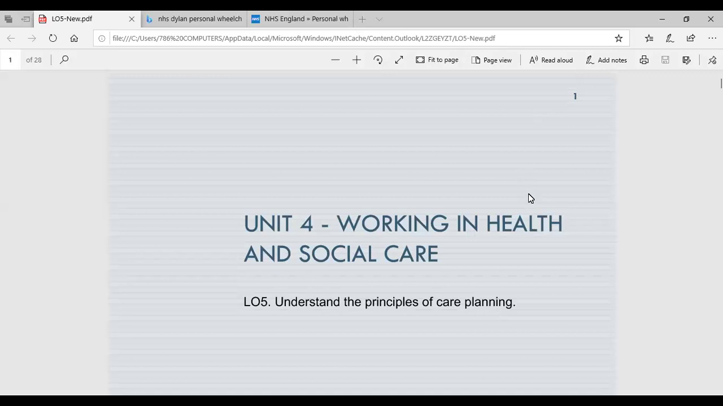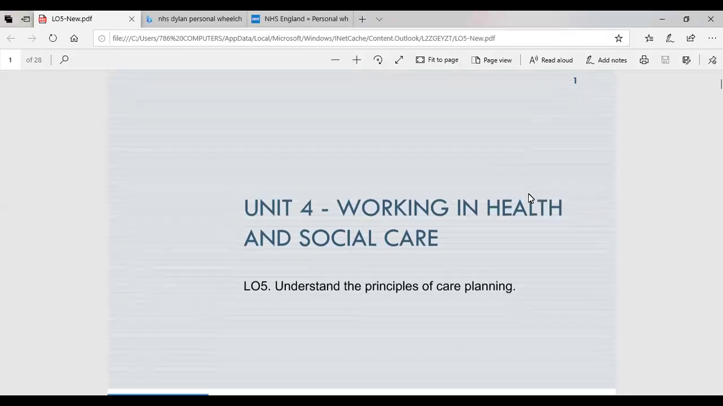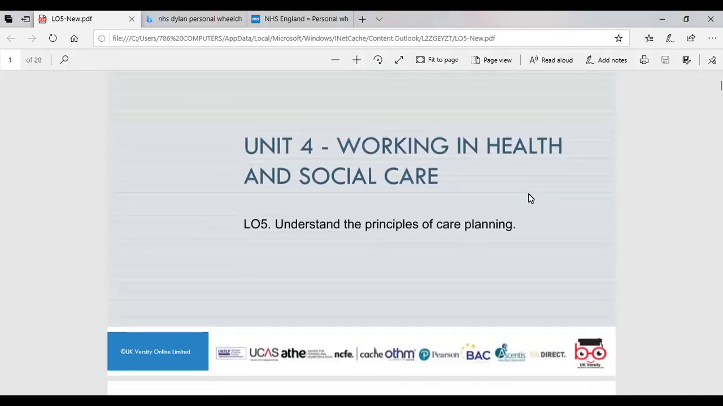Okay, so we'll talk about Unit 4, LO5, working in health and social care. We'll understand the principles of care planning. We've talked about how to work in partnership, what partnership is, what the significance of working in partnership is, and how the different partners work within the healthcare system. That was our main discussion last week.